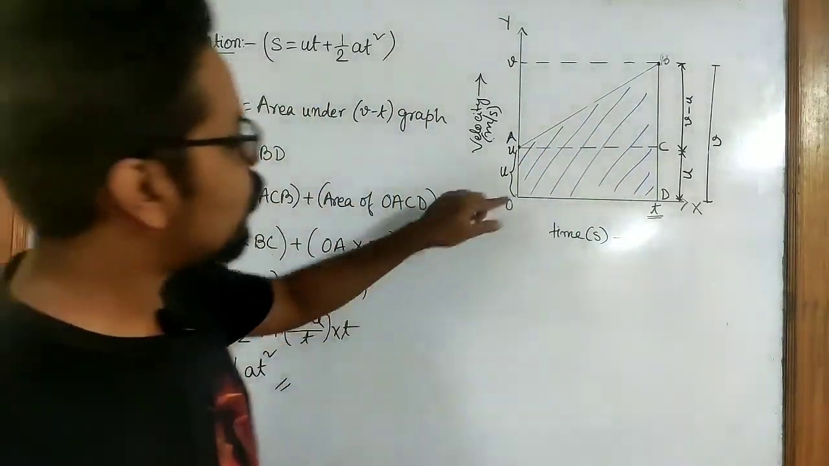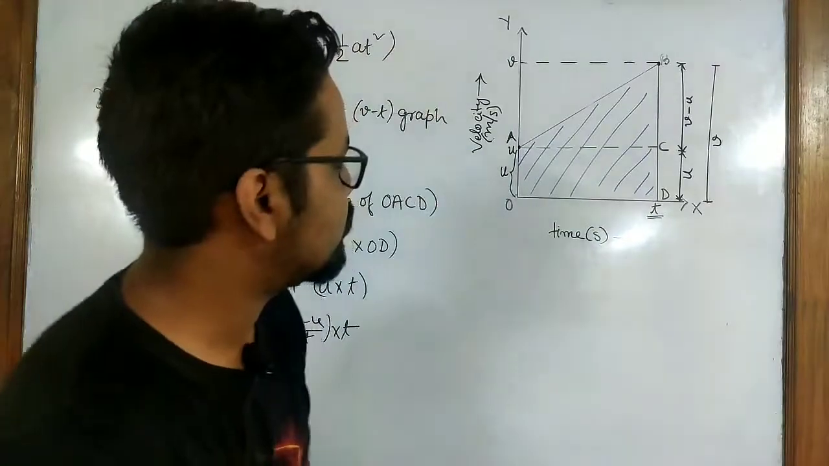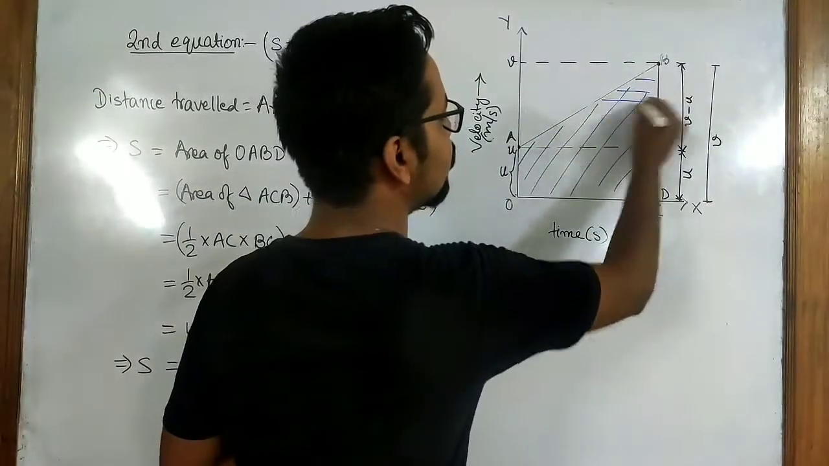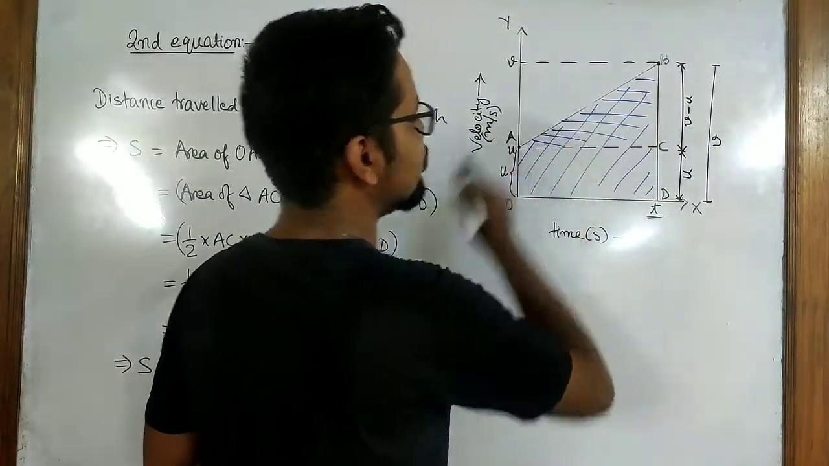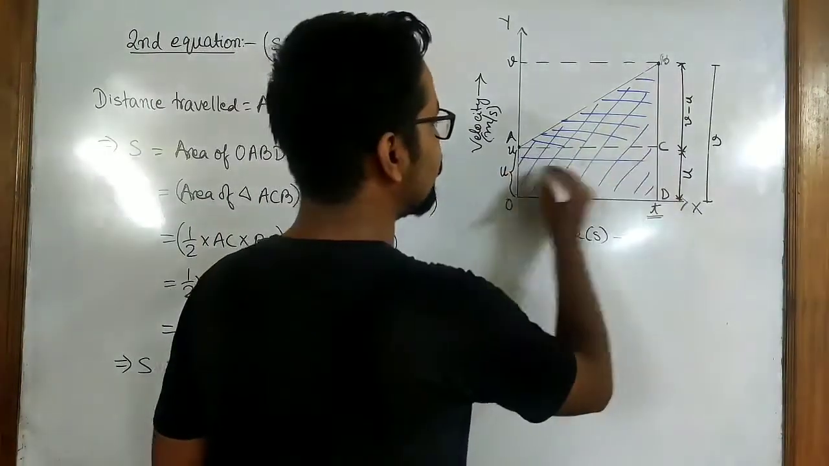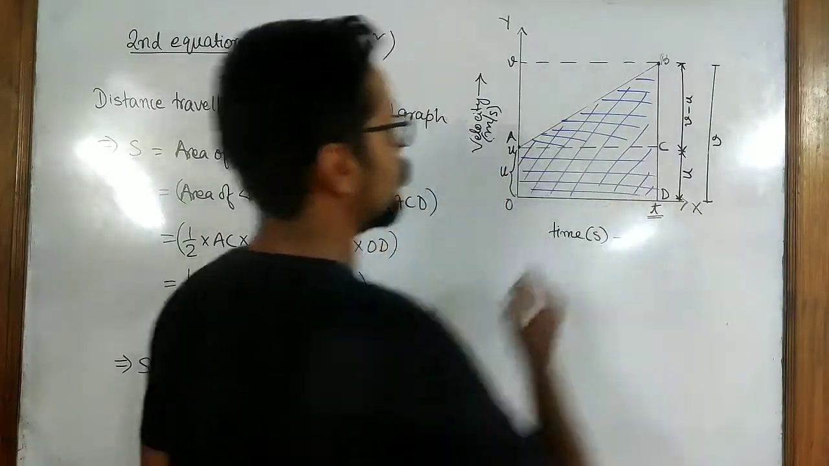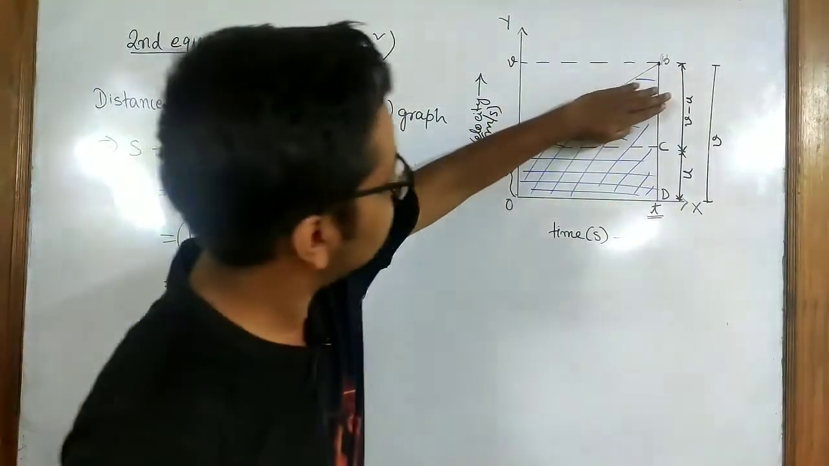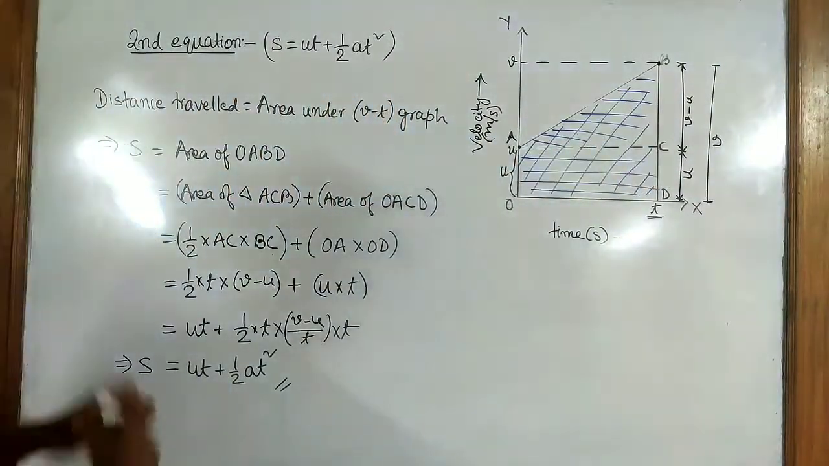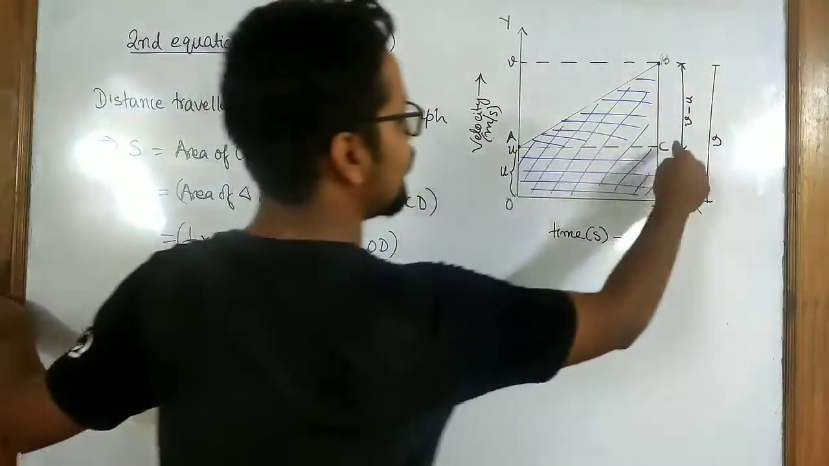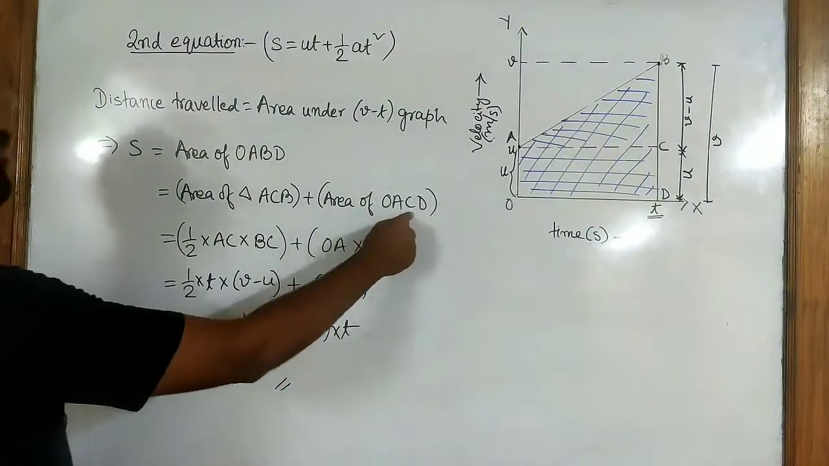Now we have split OABD into two parts. One is the triangle, this part, and the other is the rectangle at the bottom. So this is the triangle and this is the rectangle. So we have written the area of triangle ACB and the area of rectangle OACD.